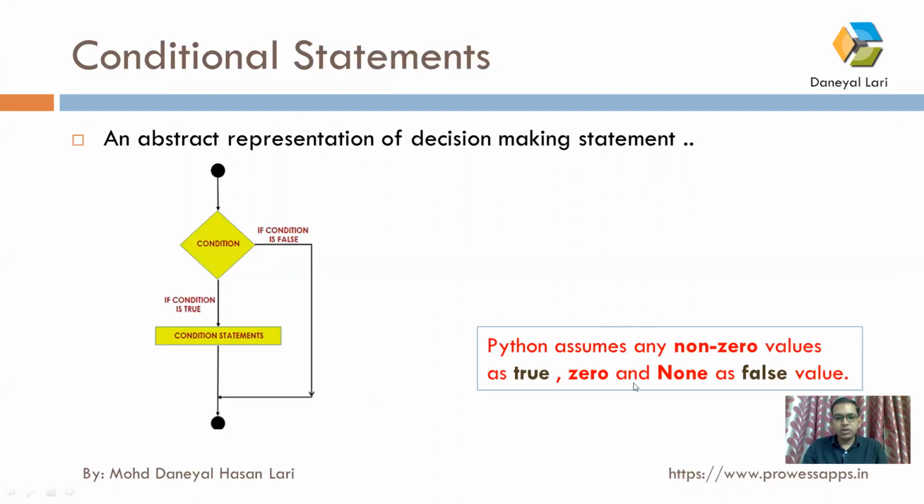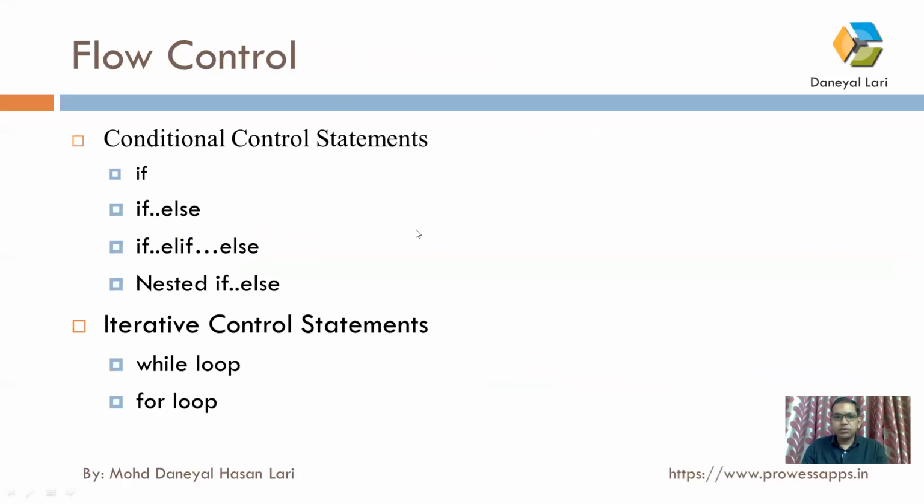And zero and none, we have already seen one data type. So zero and none are false values in programming. For flow control, Python provides some keywords and some syntaxes that we need to follow. For conditional control statements, we use the if statement. We can use if in four ways.